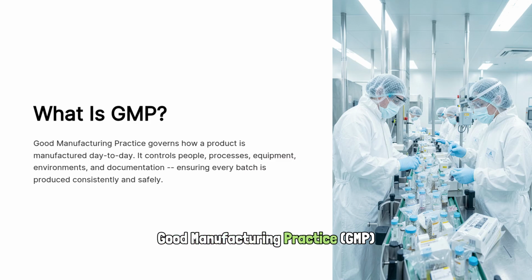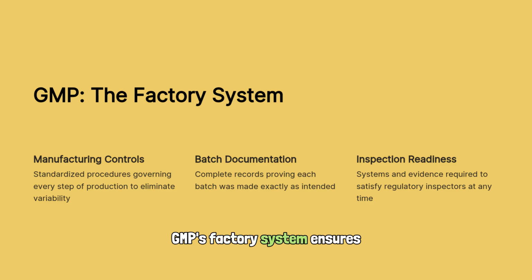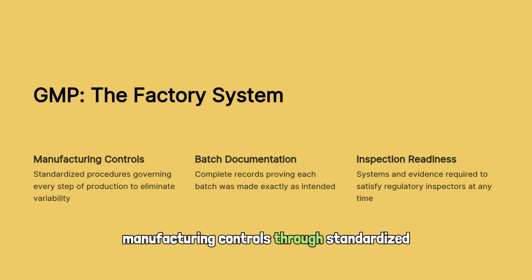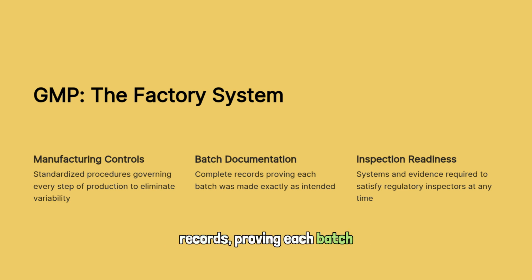Good manufacturing practice, GMP, ensures consistent and safe production by controlling people, processes, equipment, environments, and documentation. It governs daily manufacturing operations to maintain product quality and safety. GMP's factory system ensures manufacturing controls through standardized procedures, eliminating variability. Batch documentation provides complete records, proving each batch is made as intended. Inspection readiness involves systems and evidence to satisfy regulatory inspectors anytime.